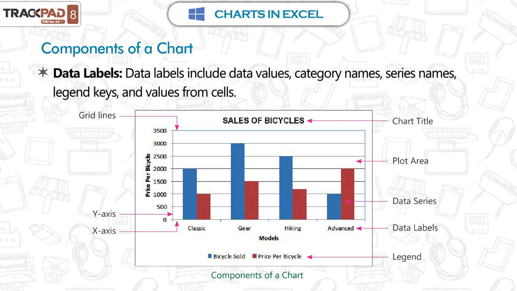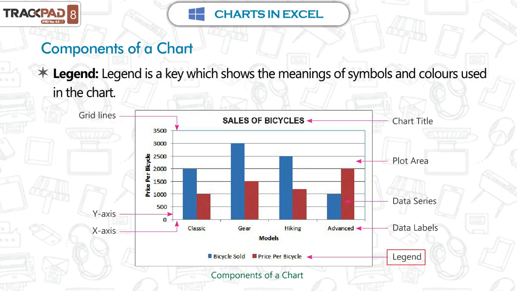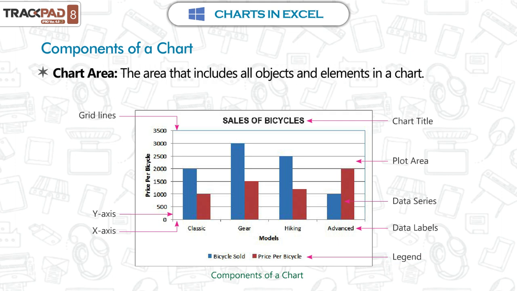Data labels. Data labels include data values, category names, series names, legend keys, and values from cells. Grid lines. These can be either horizontal or vertical lines depending on the selected chart type. It makes it easier to read and understand the values. Legend. Legend is a key which shows the meanings of symbols and colors used in the chart. Chart area. The area that includes all objects and elements in a chart.